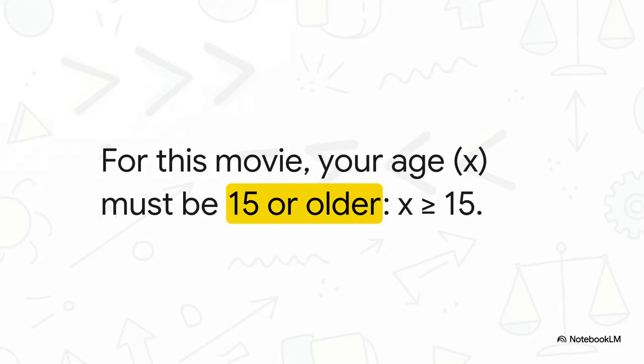You actually see these things in real life constantly. You just might not realize it. Think about this. To watch a PG-13 movie, your age, let's just call it X for now, has to be 13 or older, right? Well, in math, we have a super quick way to write that. We just say X is greater than or equal to 13. See that? An inequality is just like a secret code, a really simple code for writing down a rule.